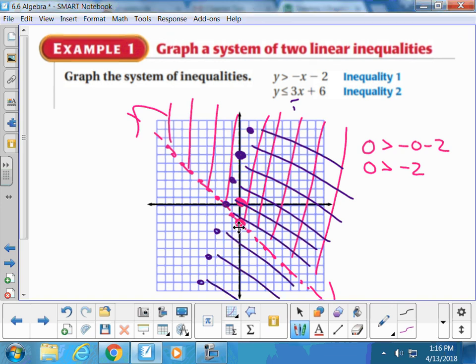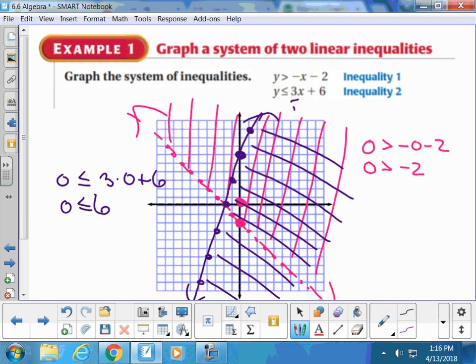To verify, it looks like we could test that (0, 0) again. (0, 0) is down below my blue solid. I forgot to put a blue solid line through there. There we go. But (0, 0) is down below that blue solid line. So let me test (0, 0) again. Is 0 less than or equal to 3 times 0 plus 6? So is 0 less than or equal to 6? Sure is, so I did it okay.